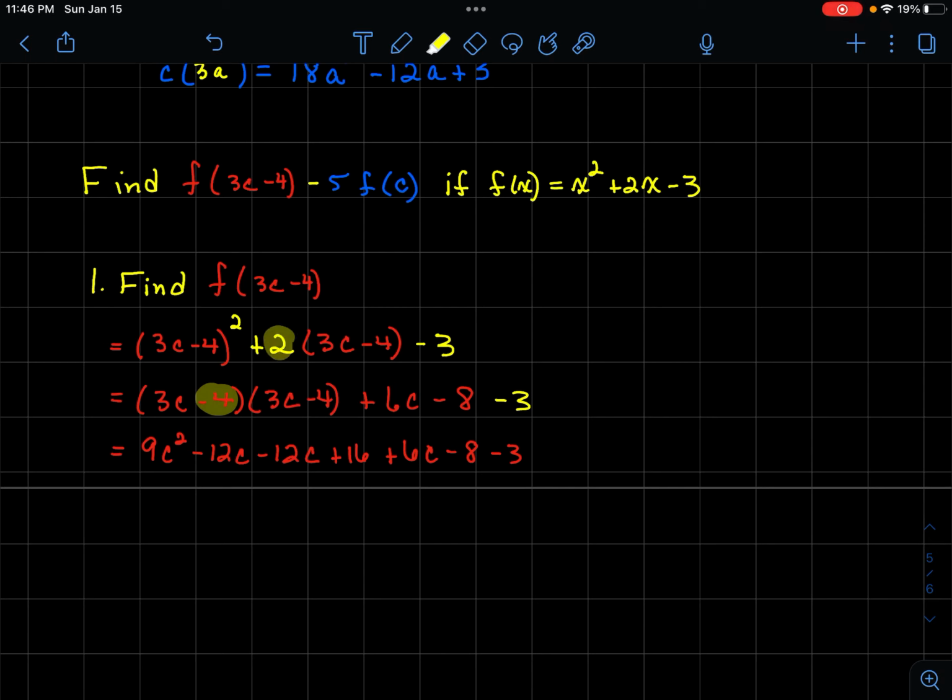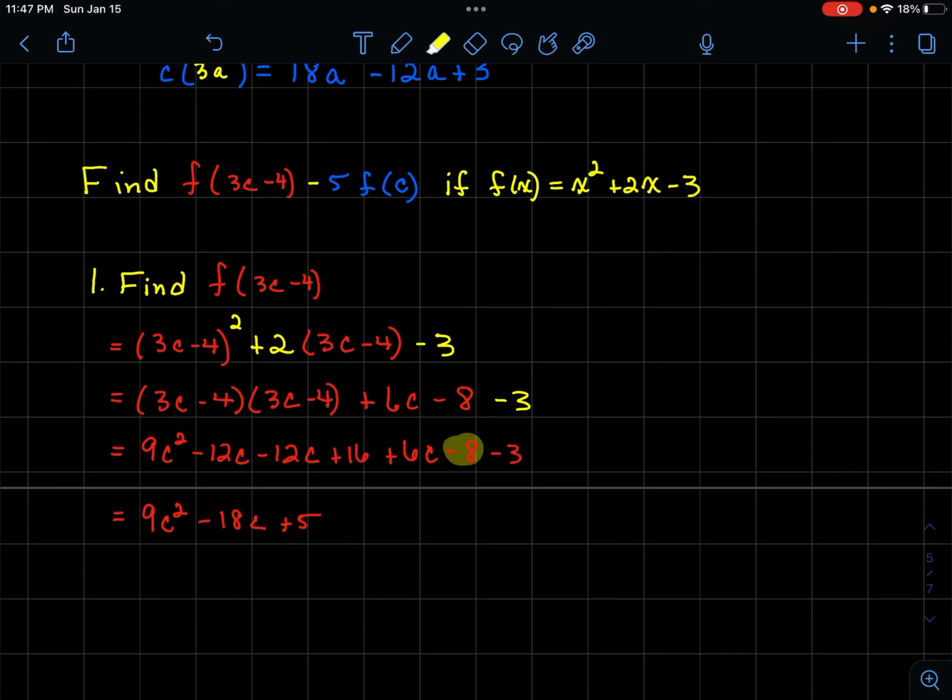Also, I went ahead and distributed the 2 with the 3c to give us the 6c, and the 2 with the negative 4 to give us negative 8 here. But what we have is this really strung out problem here, and we scan it. Do I have any like terms? It turns out I have like terms with negative 12c, another negative 12c, and a 6c in there. We can combine those to give us the negative 18c that's in the problem, and then we also had negative 8 and negative 3 as like terms with the 16.